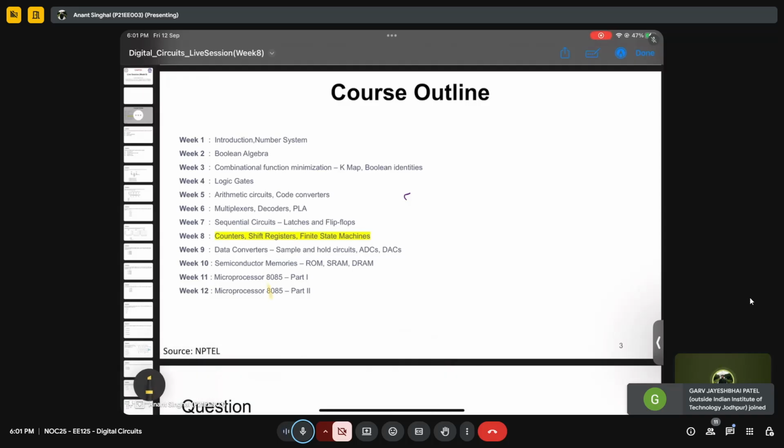In the last lecture, we covered most of the counters and shift registers, and we were only left with the finite state machines. You might also have seen that in your GATE assignments, all the questions are related to the data converters. That is the week 9 topic, the ADCs and the DACs. So we'll be covering both of these important topics in this particular lecture.